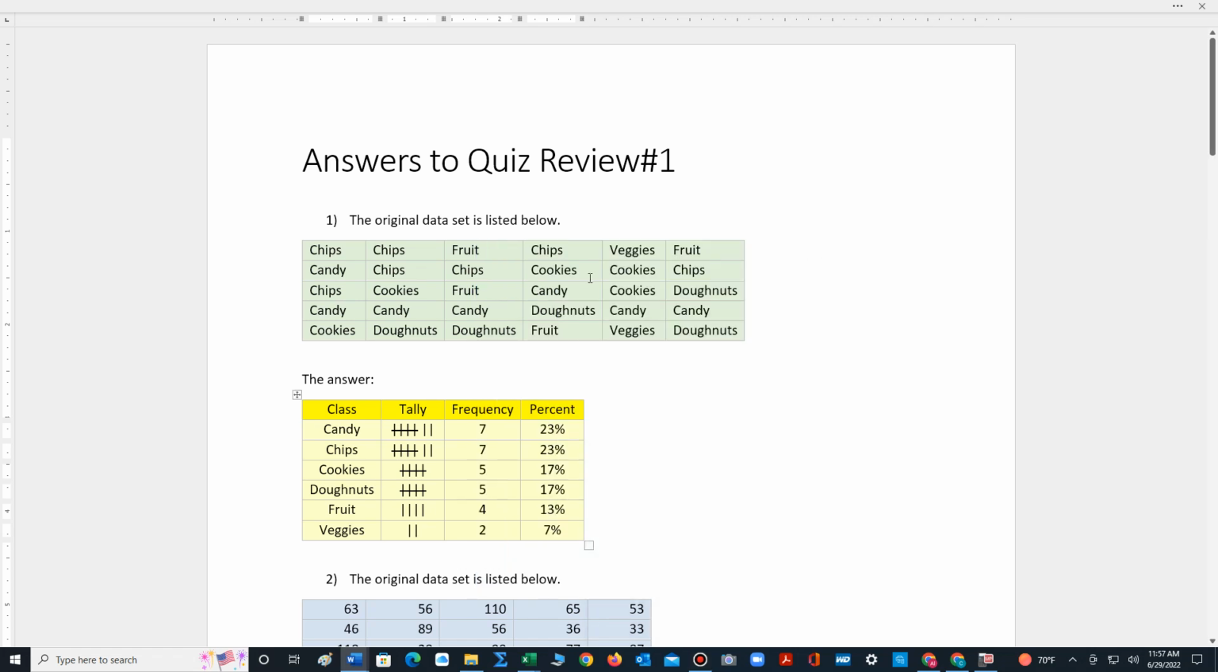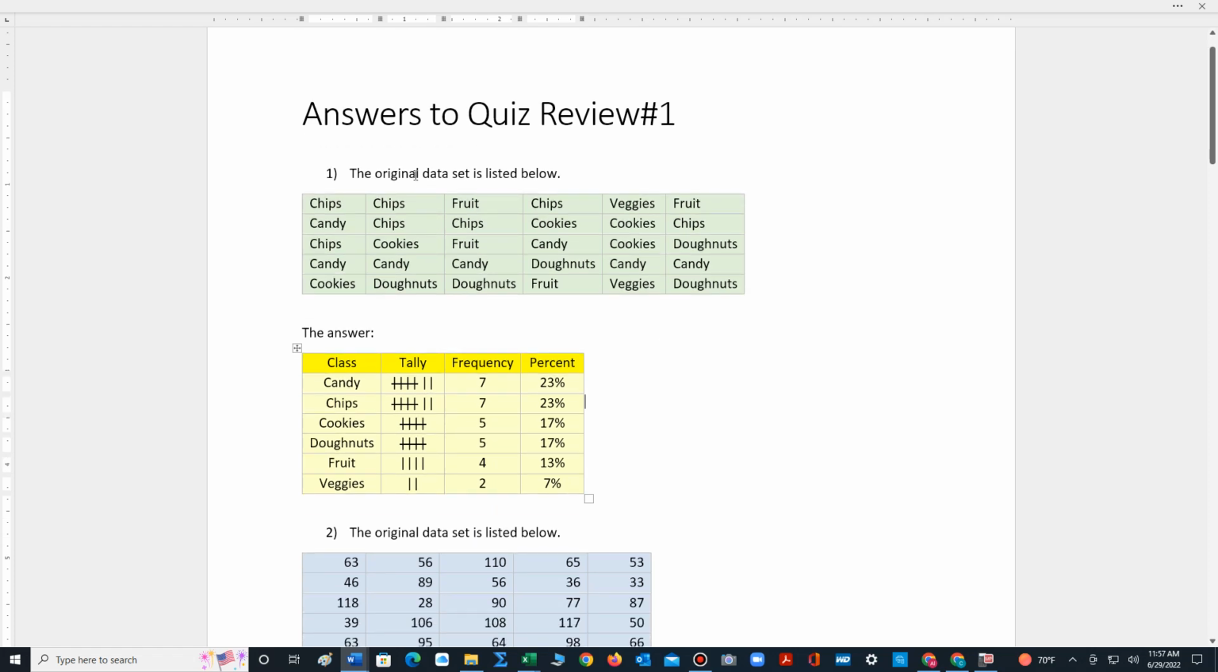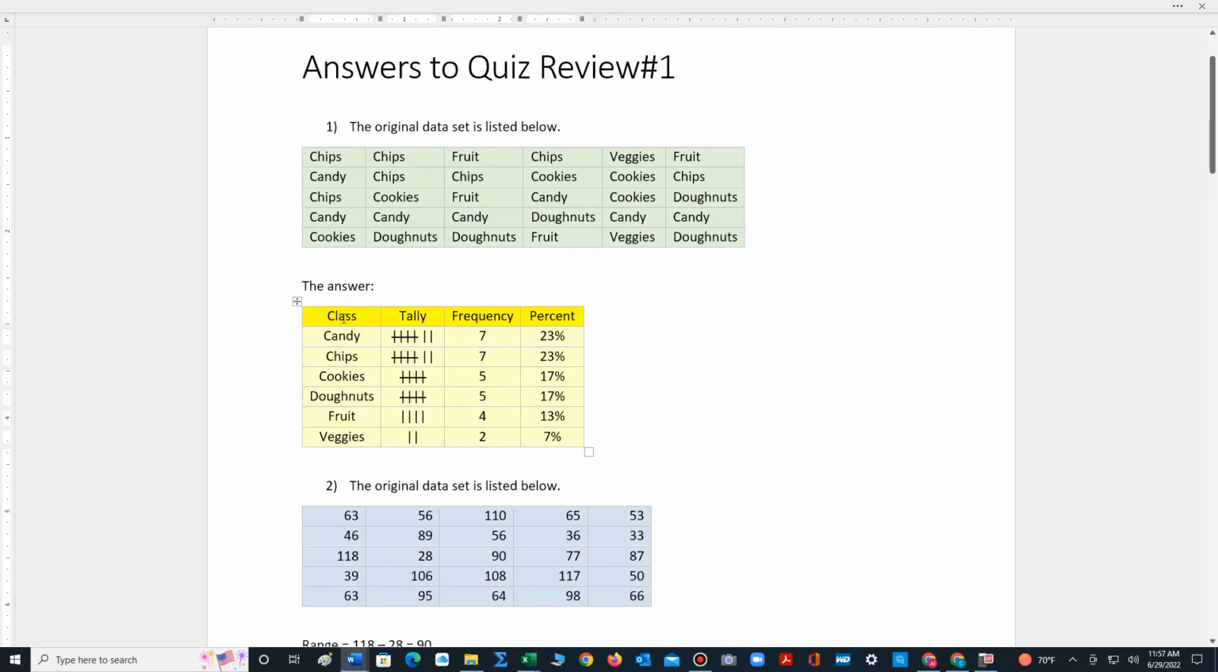In this video, I will review the answers to quiz review number 1. So the first problem presents us with categorical data, favorite types of snacks students munch on when they study. We have to construct a categorical frequency distribution. It has 4 columns. The labels are class, tally, frequency, percent.